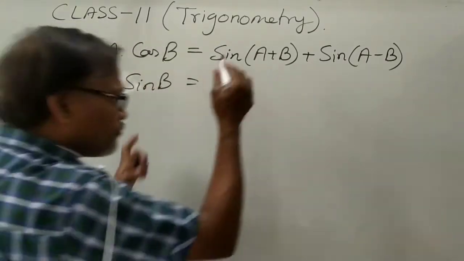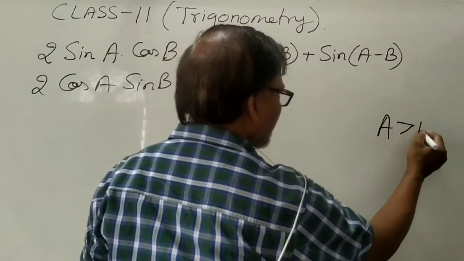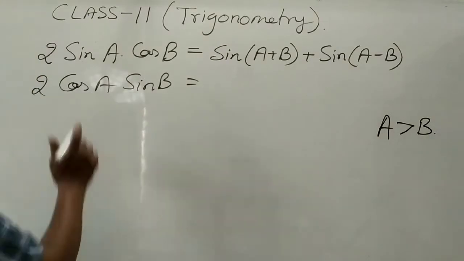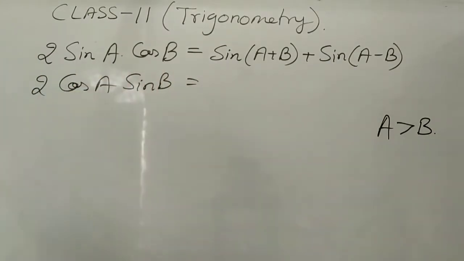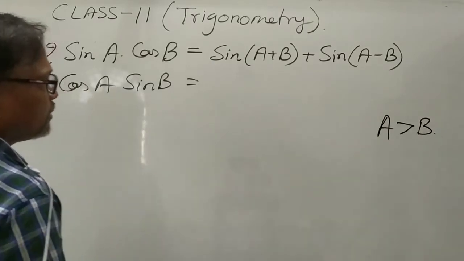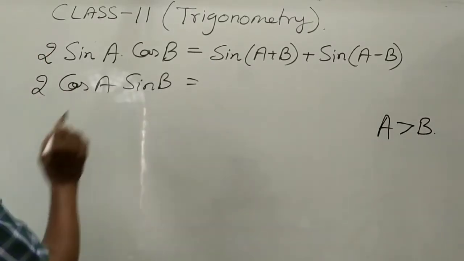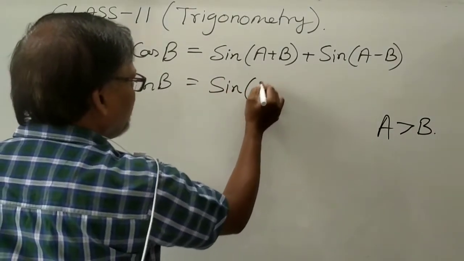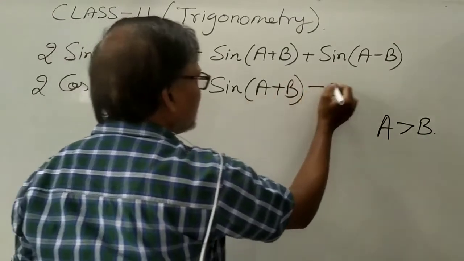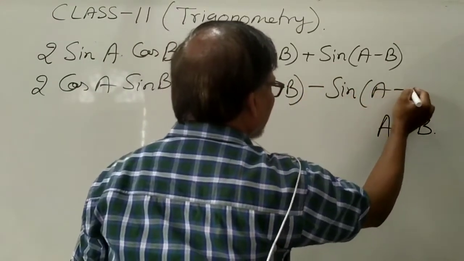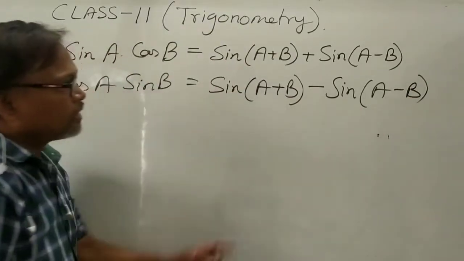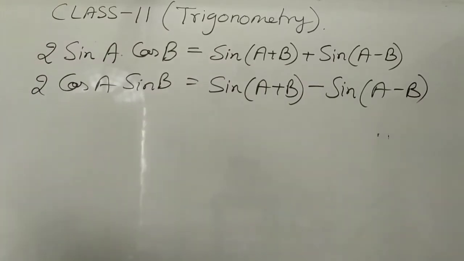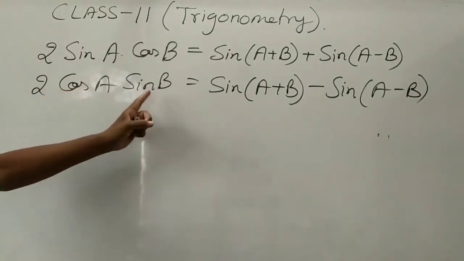In this case, in every case you will take angle A greater than angle B. Meaning whatever angle A is, it is greater than B. Then what will be the formula? In this case 2 cos A sin B, and so what you will get? sin(A plus B) minus sin(A minus B), meaning this plus sign will change into the minus sign. This is the formula of cos A sin B.